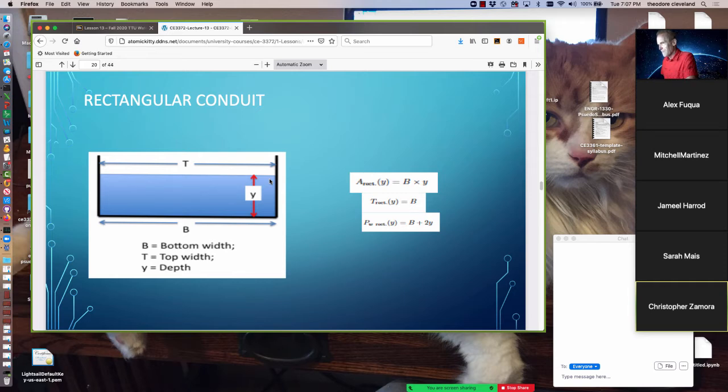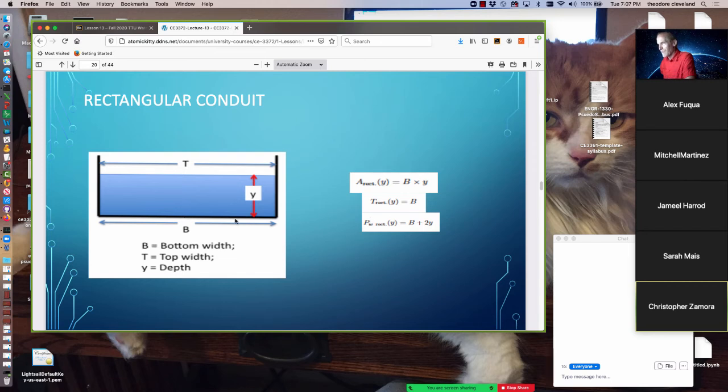And pretty much by now, given that you've been in engineering for a while, you know that the area of that is T times y, or B times y. And so we could write the area of the rectangle is equal to B times y. The top width, as long as the water depth is non-zero, is simply the width of the channel, capital B in this case. So T of y is equal to B. And the top width of 0 would be 0. There's a discontinuity there. But once the flow depth gets down to 0, we're really not worried about stuff anyway.